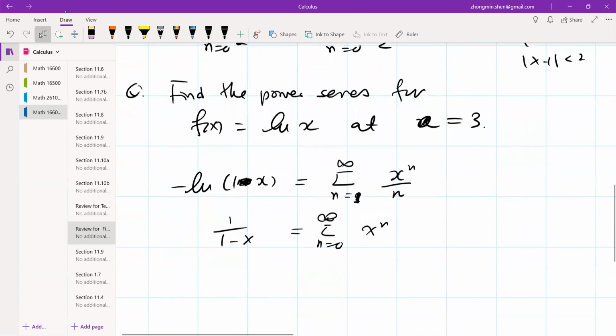So how do you use this formula? I only memorize this. That's the reason I was trying to figure out what is natural log of 1 minus x. So you double check that you can differentiate both sides and get the same answer.